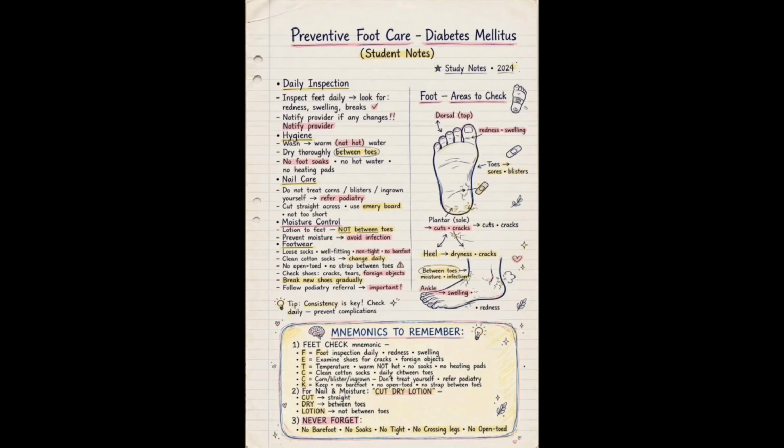So nurses, to summarize, diabetes is all about an insulin problem. For your exams, please remember the 3 Ps, 15-15 rule, DKA versus HHS differences, and the 3 chronic complications.